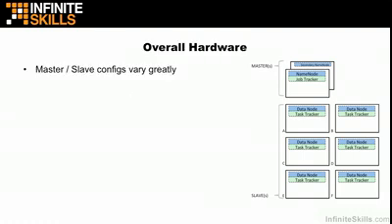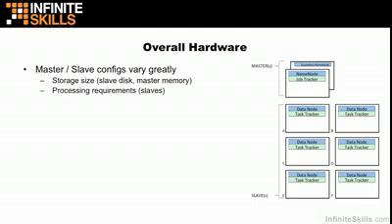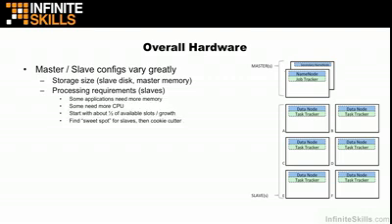Some general considerations to be aware of is that your slave and master configurations will vary greatly. The storage size of the disks on both the slaves and the master memory will vary greatly depending on your workload, and especially the processing requirements on the slaves will vary greatly as well. Some applications that you use will require a whole lot more memory, and others may need a whole lot more CPU. Out of the gate, you're not really going to know what your applications need with regards to memory and processing, but a good recommendation is to start with about half of your available slots for growth.